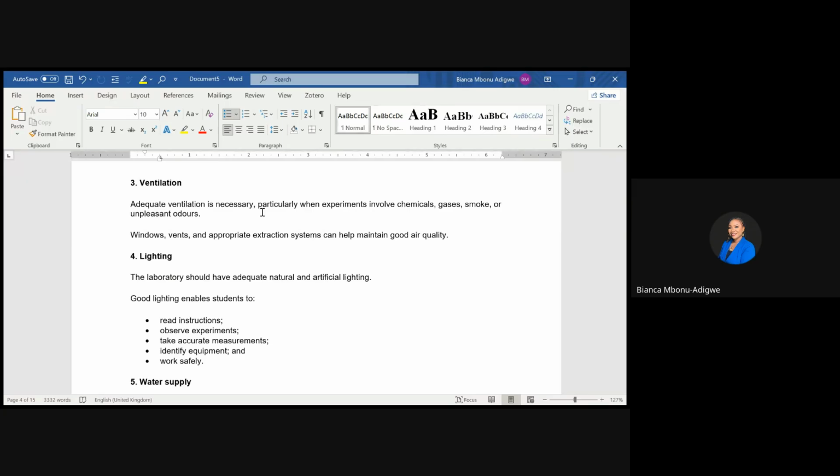Now, the fourth thing you should consider is the lighting. The lab should have both natural and artificial lighting, so that students can read instructions, identify equipment, see what they are doing, and take accurate measurements. So whether there is electricity or not, there should be adequate natural light. We've mentioned location, space, ventilation, and lighting.